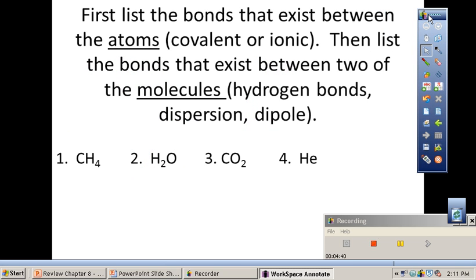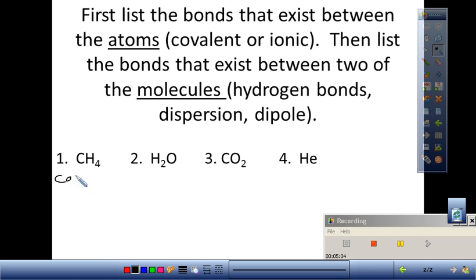Alright, what I want you to do here is list out the bonds that exist between the atoms. Is it covalent or ionic? And then list out the bonds that would exist between the molecules. So let me do the first one for you. So CH4, well, I know those are two nonmetals. Two nonmetals are going to be covalently bonded. So between the atoms, a carbon is attracted to a hydrogen by a covalent bond. So that answers my first question.